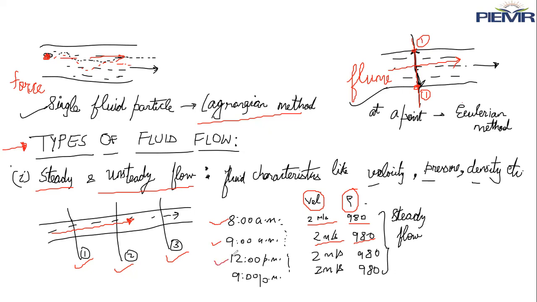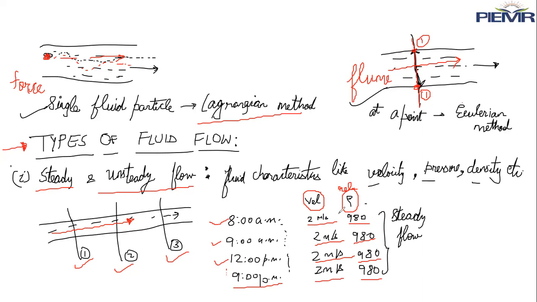Then another reading I took at afternoon 12 o'clock. Again, the speed or the velocity of the fluid was 2 meters per second and density was 980. इस तरह से मैं और रीडिंग लेती गई और रात में 9 बजे में मैंने रीडिंग ली, तब भी मुझे वेलोसिटी 2 मीटर पर सेकंड और डेंसिटी 980 ही मुझे मिली. This is relative density, so this has no unit, and this is what I got.